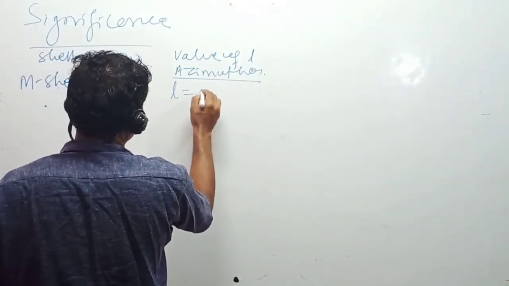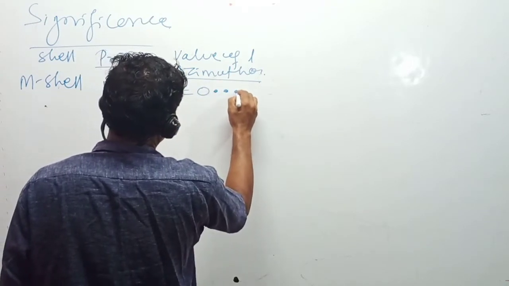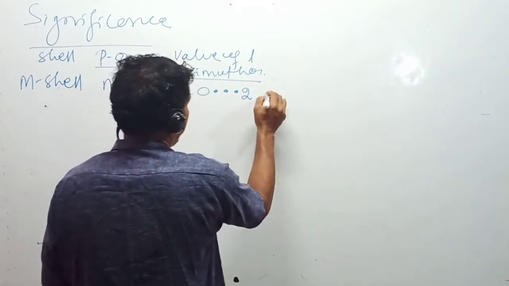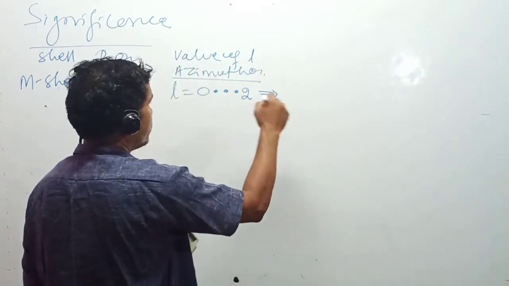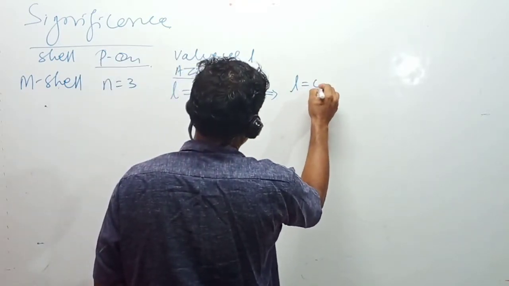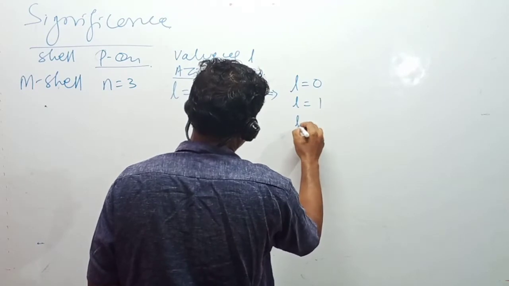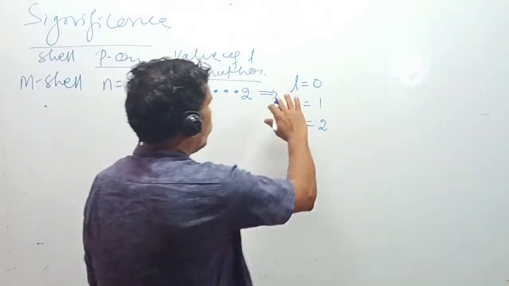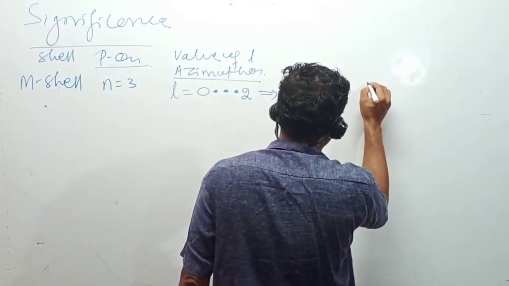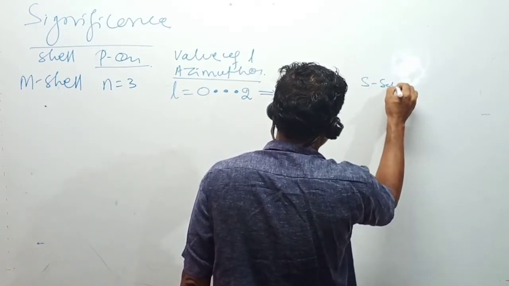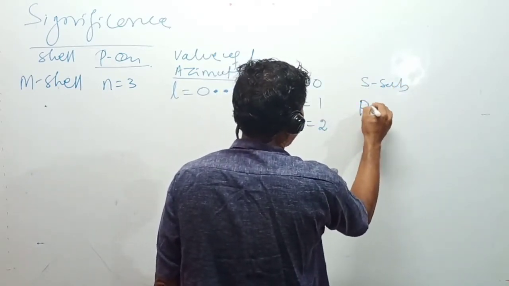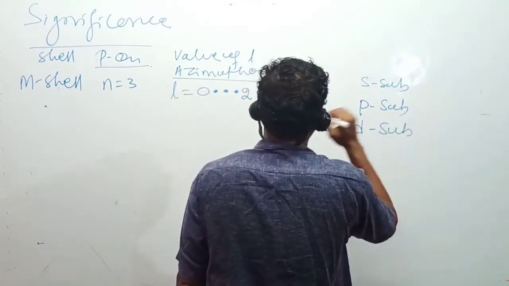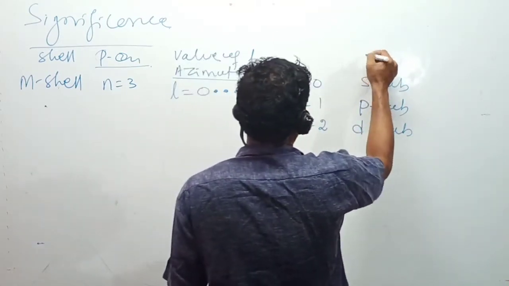So L equal to 0 to n minus 1, that means 3 minus 1, which is 2. This indicates L is 0 to 2, meaning L equal to 0, L equal to 1, L equal to 2. L0 is the code address of one subcell, called the S subcell, L1 is the code address of the P subcell, and L2 is the code address of the D subcell. So these are the subcells.